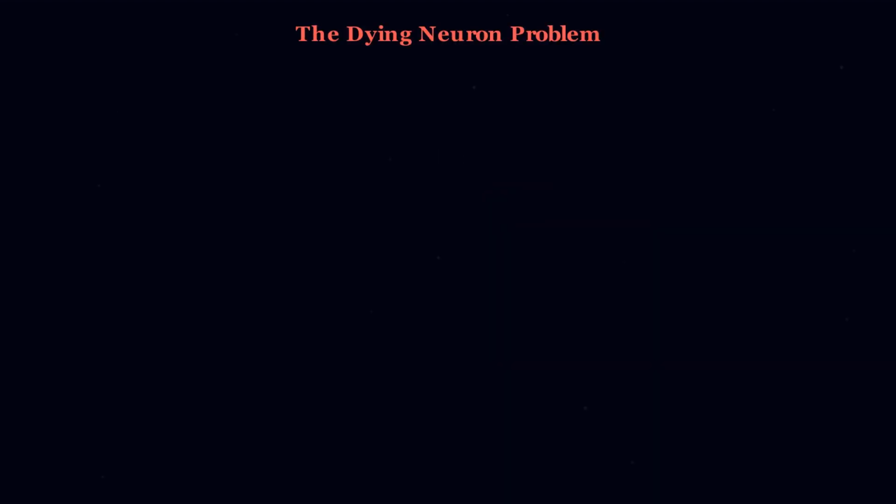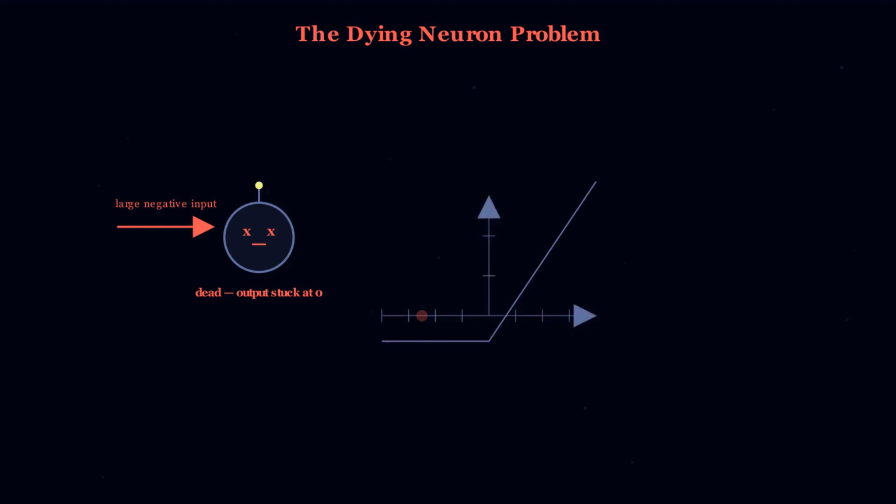ReLU's one flaw: the dying neuron problem. If a neuron receives a large negative input, its output is 0. Gradient is also 0. No signal passes through. The weight update for that neuron is 0. If this happens consistently, because the weights push the pre-activation permanently negative, the neuron never activates again. It is dead. It contributes nothing to the network for the rest of training.